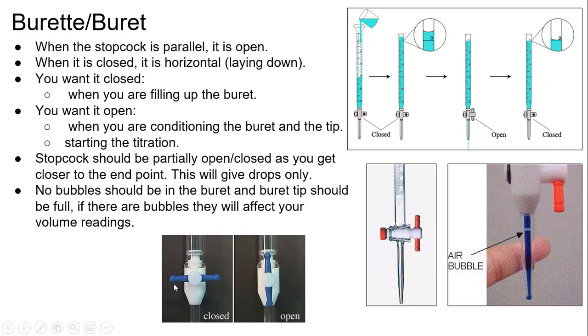The burette has a knob on it. This is very important. This will determine if you are successful with your titration or not. It is a stopcock. When it is laying down or horizontal, that is considered closed. When it is standing up or parallel with the burette, it is open. When do you need it open and when do you need it closed?